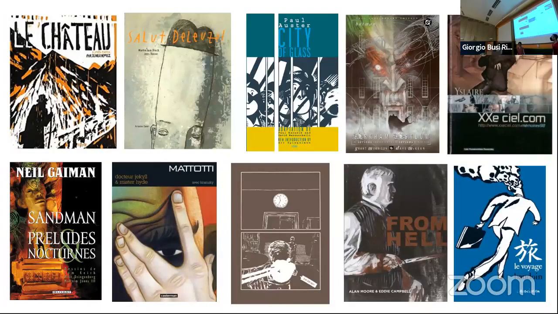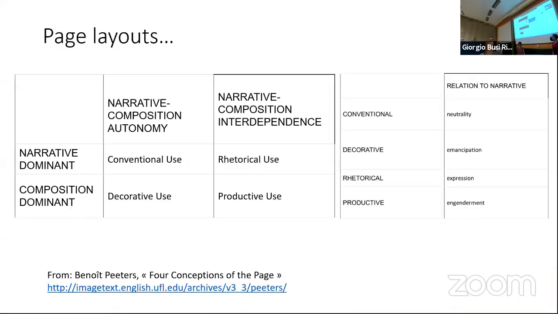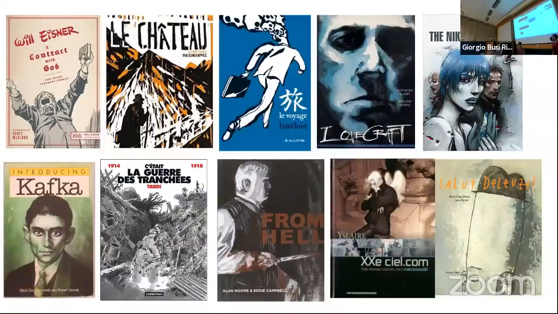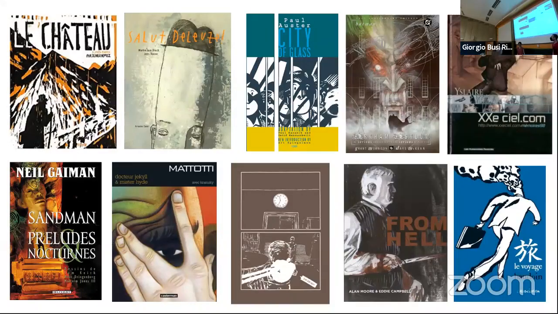So the corpus continues, but I had a second slide which has disappeared. There were several works by Finnish authors, and you can maybe see one of them. This is by Marco Turunen, and then you have Mattuti's adaptation of Dr. Jekyll and Mr. Hyde, you have Sandman, and you have Arkham Asylum, the adaptation of City of Glass.